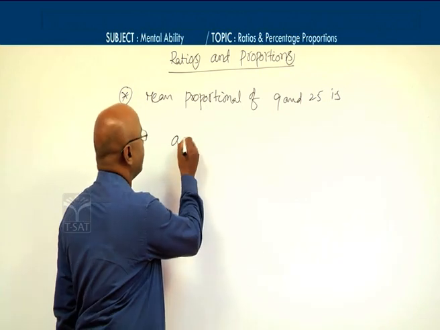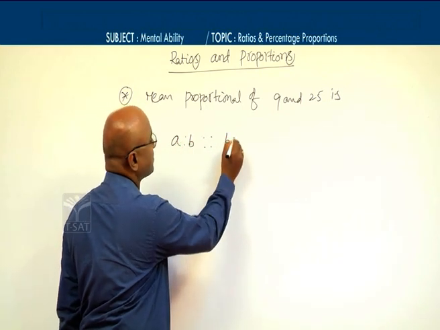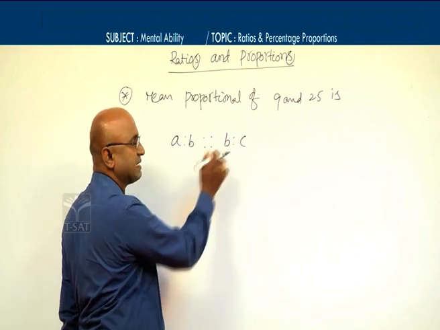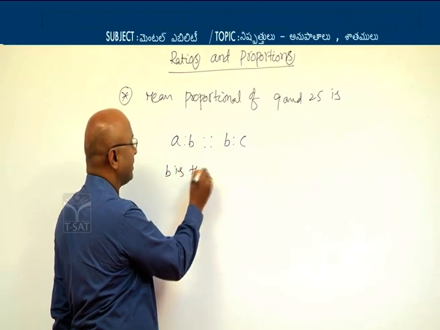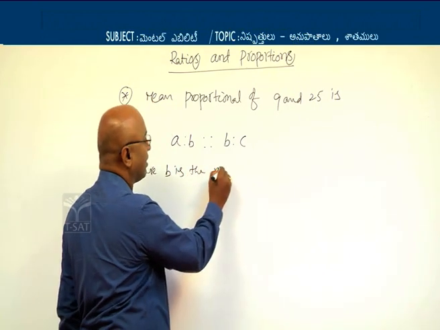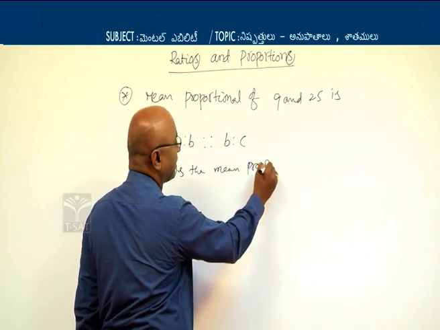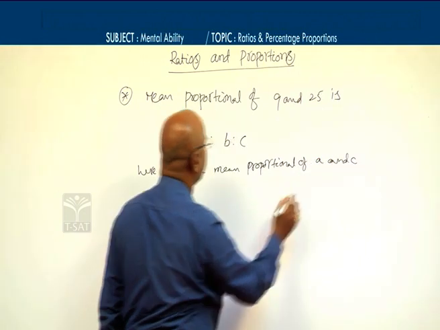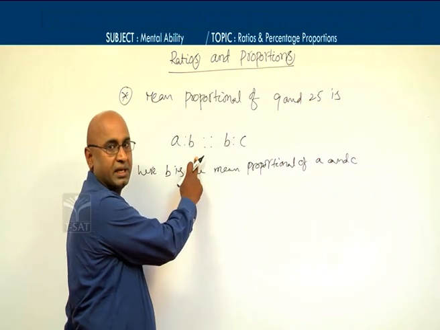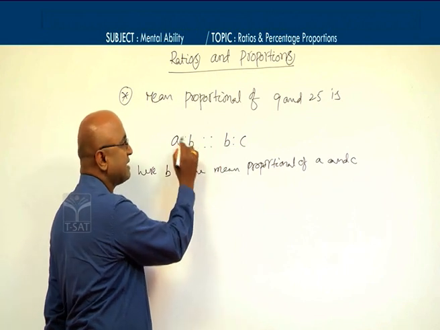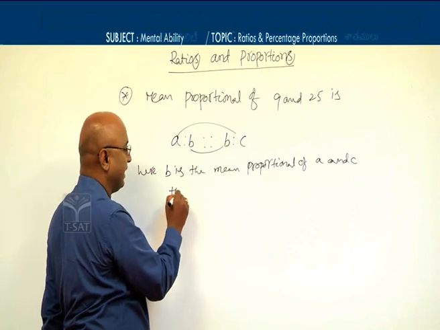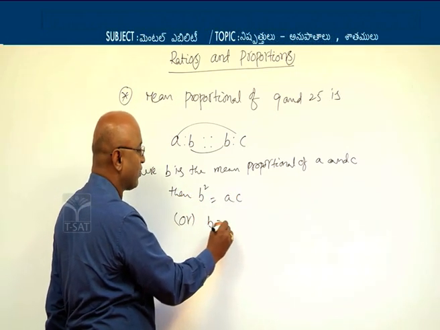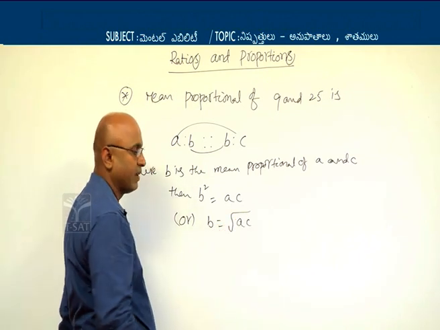We know that A is to B as B is to C. B is known as the mean proportional of A and C. Here B is the mean proportional of A and C. When two ratios are in proportion, the product of means is equal to the product of extremes. Then B square is equal to AC, or B is equal to square root of AC.